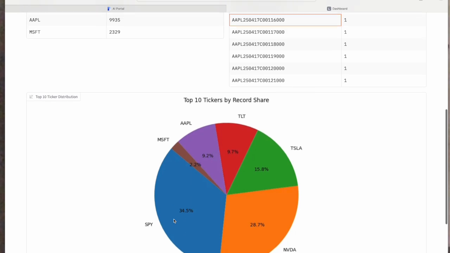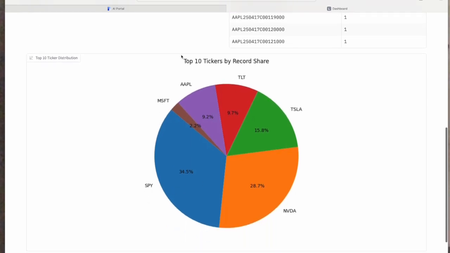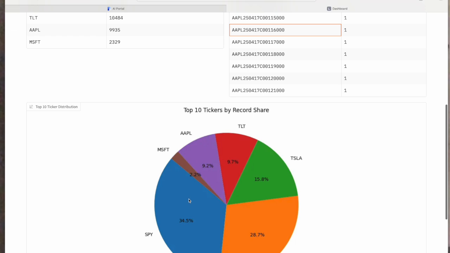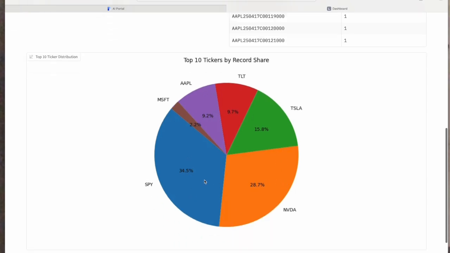Looking at our database tables, here are the top 10 tickers by record share. This gives us a proportionality of where we're looking for good trades. So SPY, the spider, humongous, expensive. NVIDIA is 28.7. Tesla has quite a few contracts out there. Microsoft here is only a little bit because the total number of contracts they have available is much less than these guys. These guys are big time.